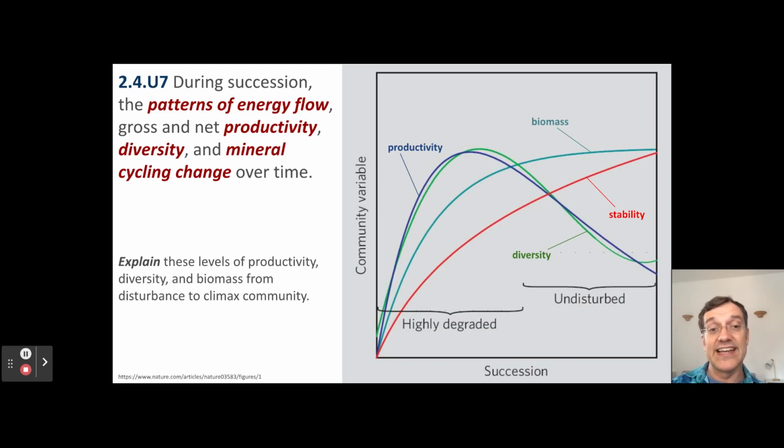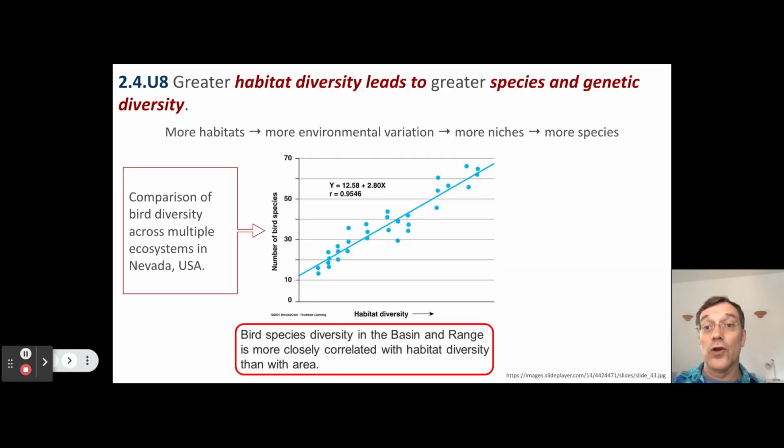Its stability increases the longer it remains undisturbed, because those battles for resources such as sunlight, water, and space have largely been settled, and your longer living K-strategists begin to dominate. Greater habitat diversity creates greater species and genetic diversity. The more habitats you have, that means you have greater variety of the abiotic factors in your environment, which create more ecological niches. And the more ecological niches you have, the more opportunities for different species to thrive and survive in a particular area.